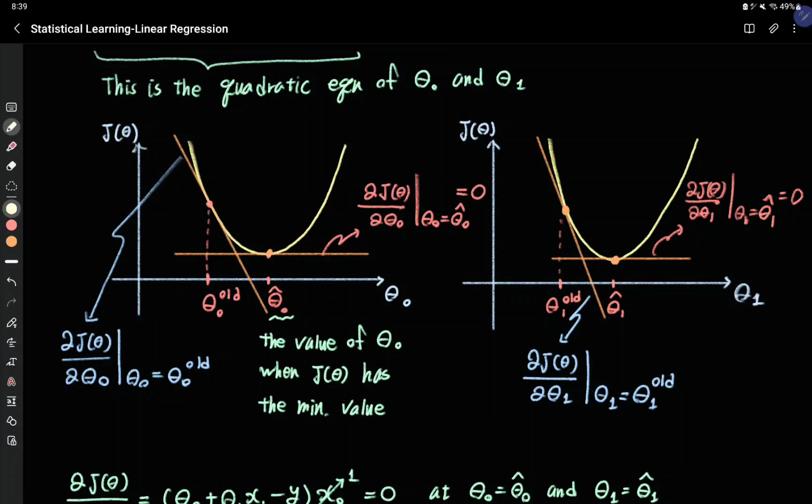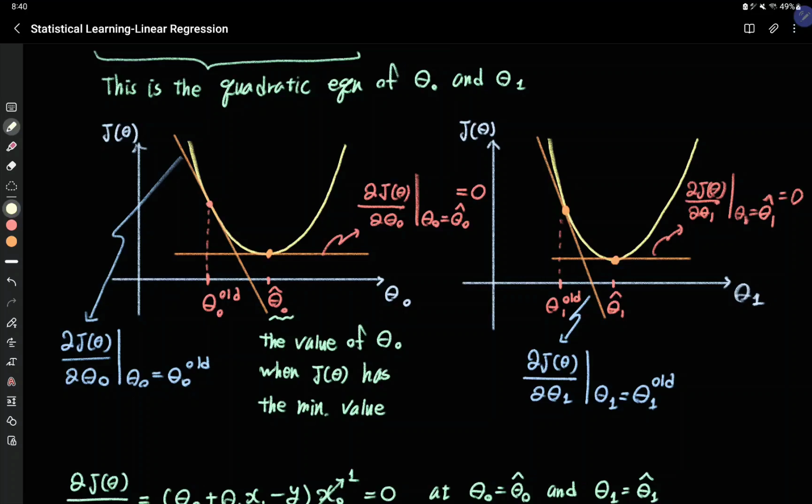Okay, so if you view J of theta as a function of theta 0, then we're going to get a quadratic parabola like this, and the horizontal axis is theta 0. And we see that here at the vertex point, J of theta has a minimum value. Whereas when you view J of theta as a function of theta 1, we get the minimum value of J of theta at that point, right?